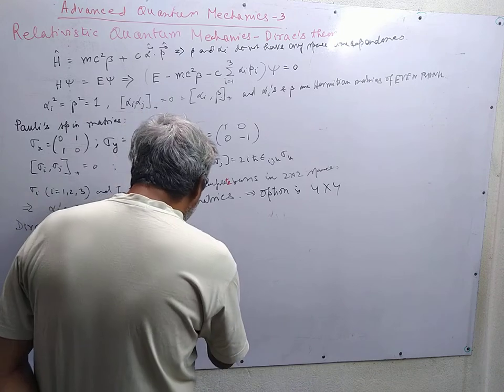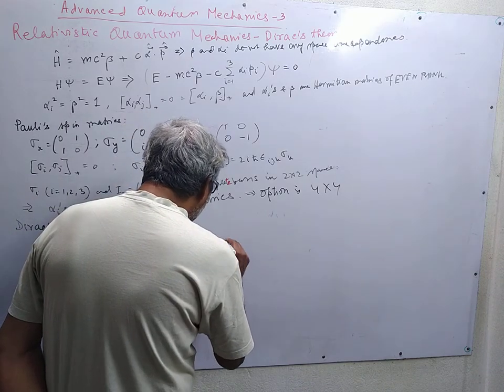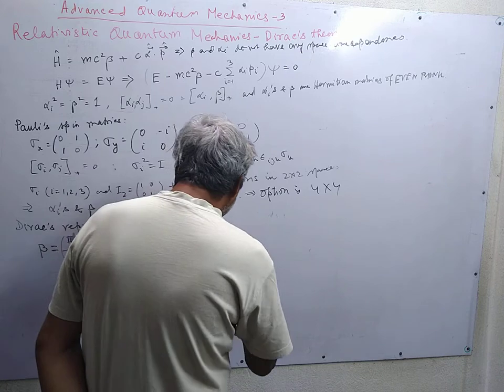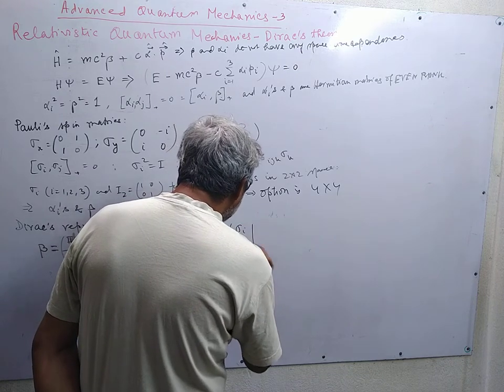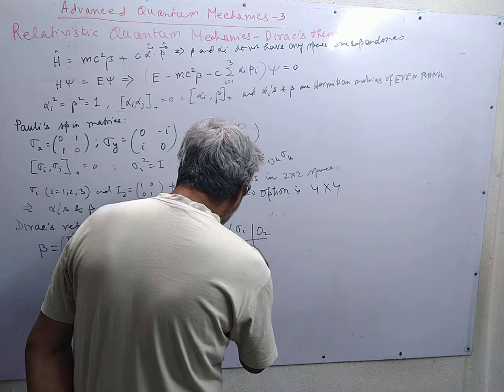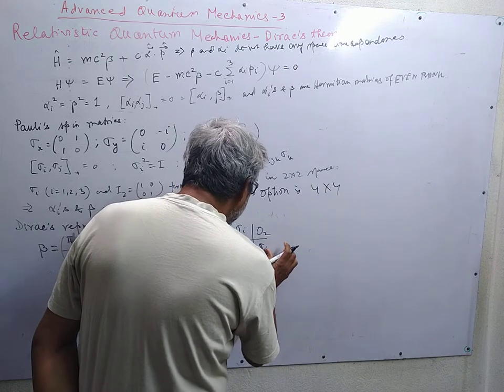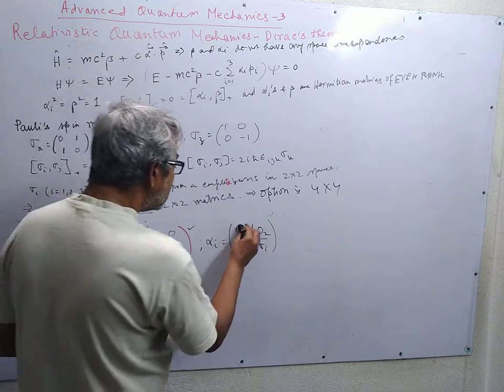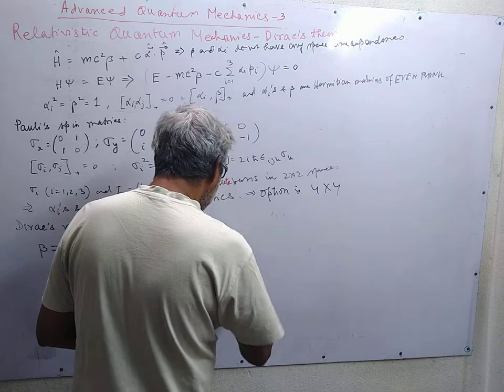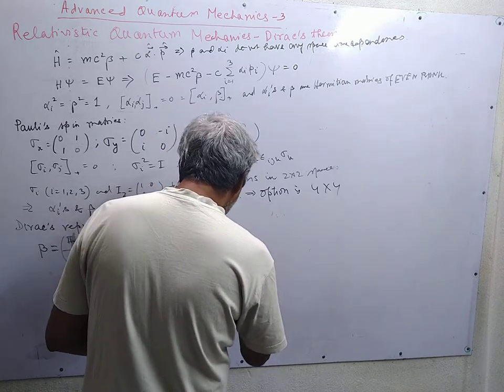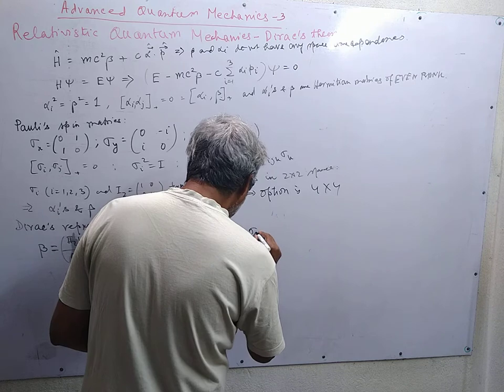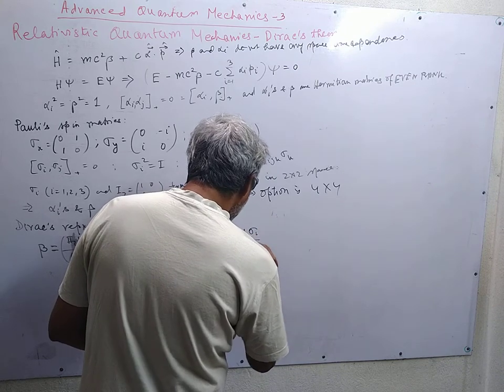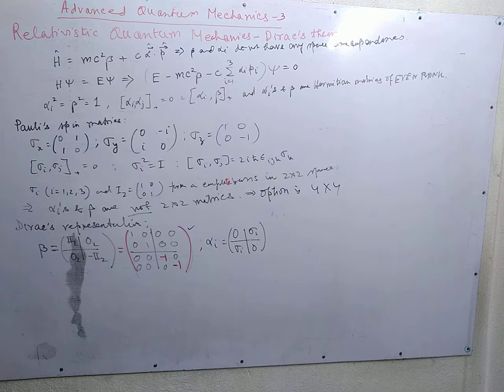And for the alpha i matrix, this is sigma i, and zero blocks. These were the alpha matrices, where i equal to 1 stands for x, 2 stands for y, and so on and so forth.